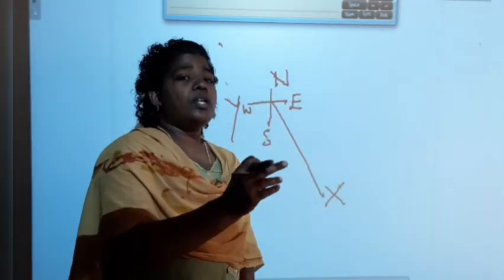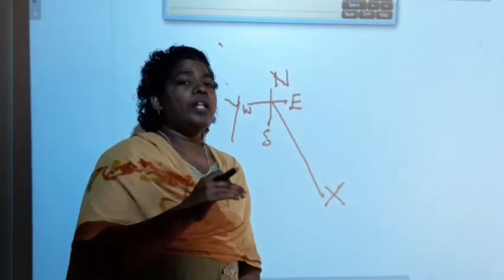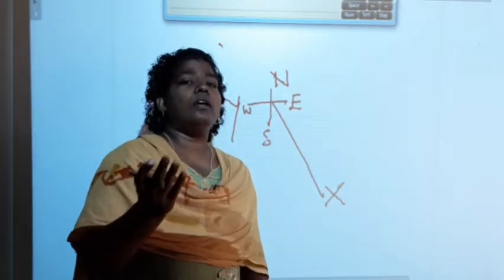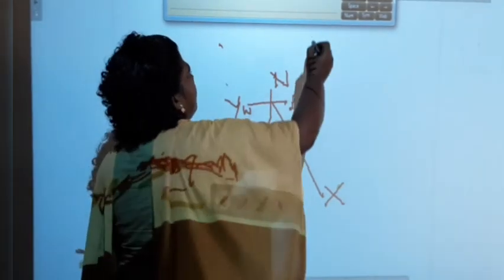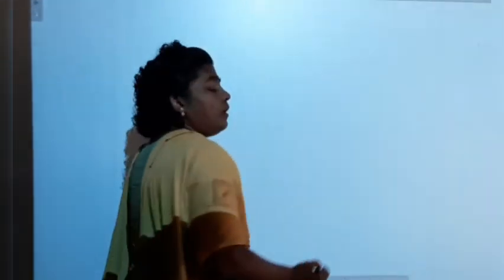Now, how will you measure? You have learned about 3 types of scales, is it? Now, how will you measure curved places and uncurved places? There are different methods to measure. You have learned 3 types of scales. Once again, what are the 3 types of scales? Verbal scale, linear scale, and representative fraction.